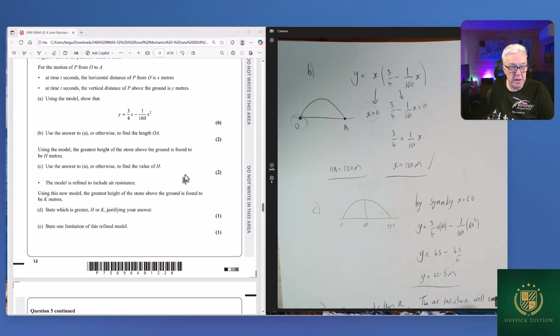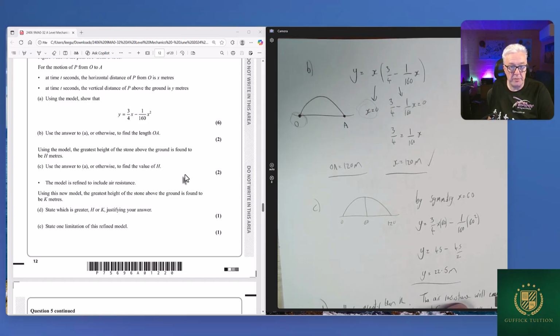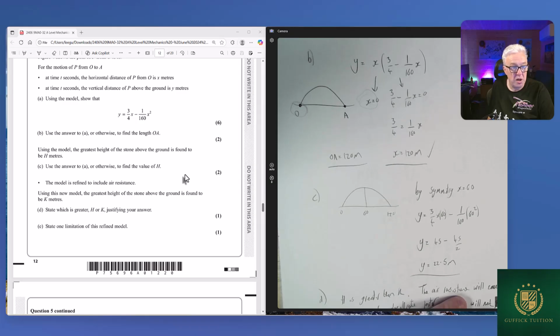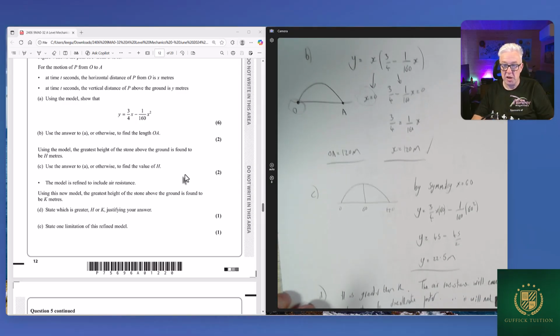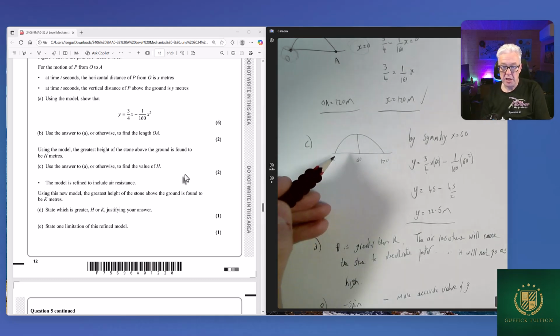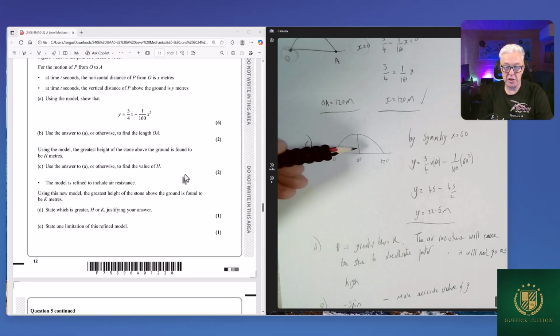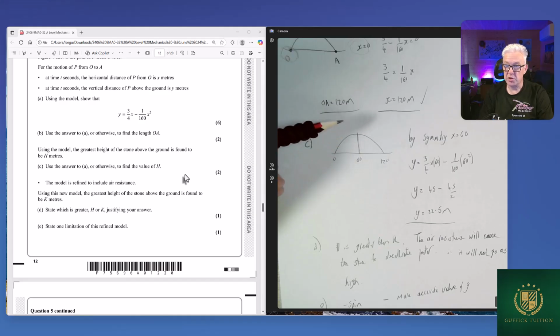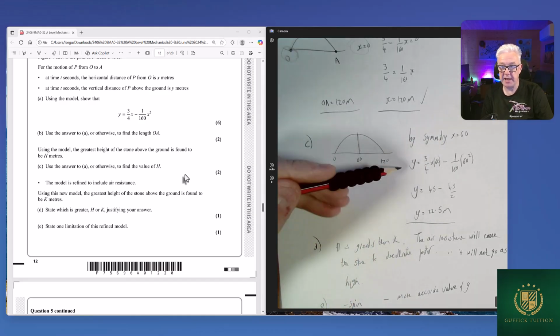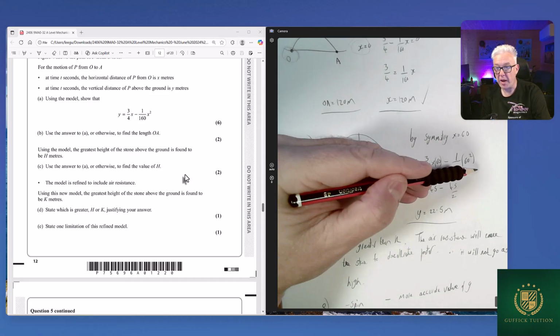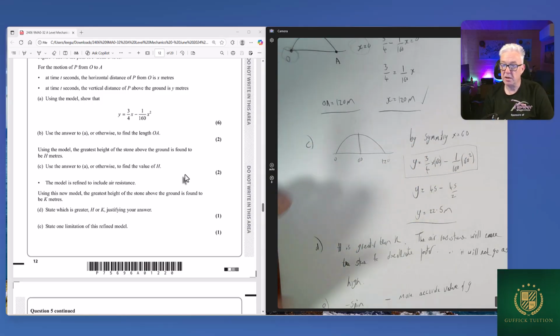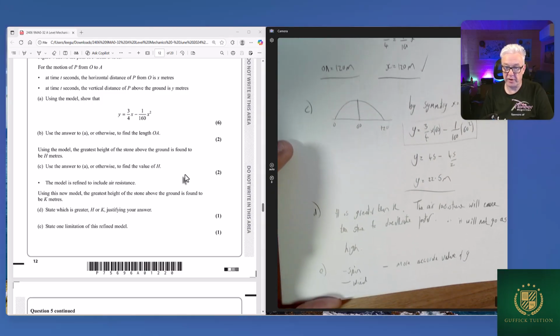Now it says, using the model, the greatest height of the stone above the ground is found to be h. It says, use your answer to part A or otherwise to find the value of h. Now, by symmetry, if we know that y is 0 at 0 and 120, then by symmetry the maximum height is going to occur at 60. So we just need to sub in x is equal to 60 into the equation that we're given, and that will give us our height. And when we sub that in, we find out that we get 22.5.